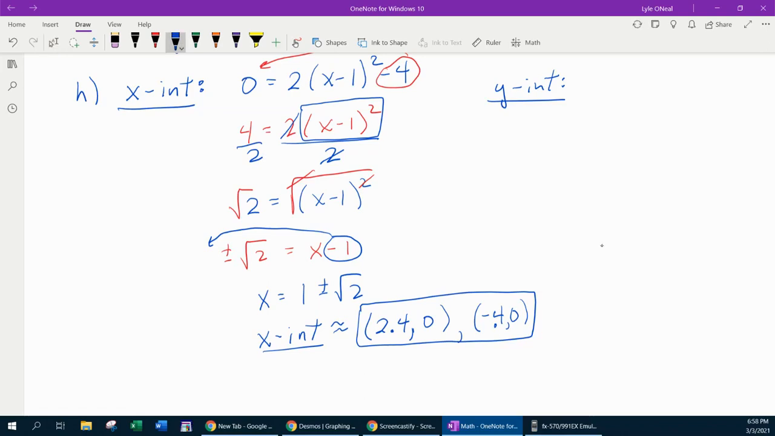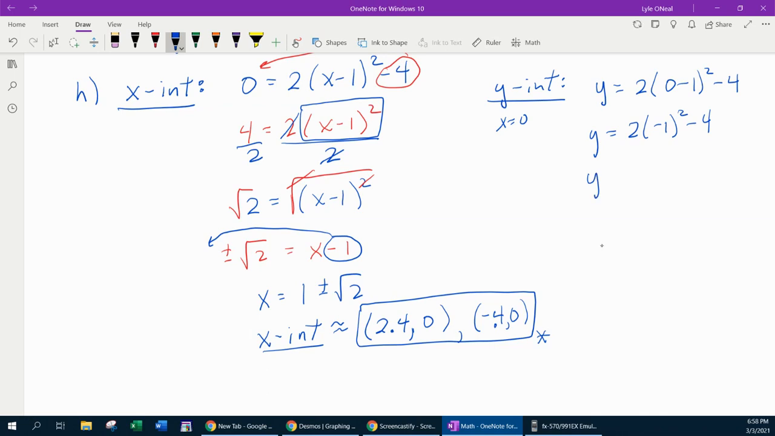Okay, so now that we have the x-intercepts, I think we should go ahead and find the y-intercepts also for part H. And to find the y-intercept means you're going to let x be 0. So we're going to go to our function. F of x, remember, means y, is 2 times, we're letting x be 0, minus 1 squared minus 4, and then we need to solve this for y.